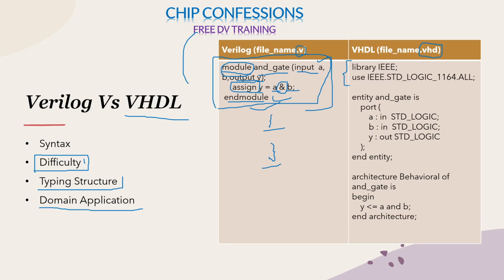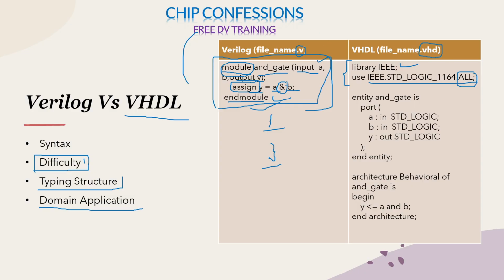You have to use library, because VHDL is properly, fully IEEE standardized, so you must use library IEEE, and you have to mention which standard logic you are using, like how we import some package dot star. Like that only we have to use dot all here, this standard, and from this standard we are using everything.